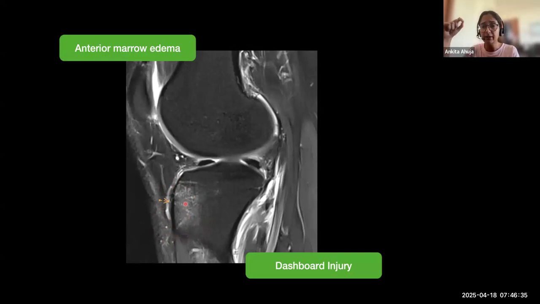To tell you guys, PCL injuries are very commonly missed because the patient just has a little vague pain posteriorly and he ignores it and keeps on going with it, right? But if it is a severe injury, he would come. It's your responsibility to trace the PCL in its entirety.